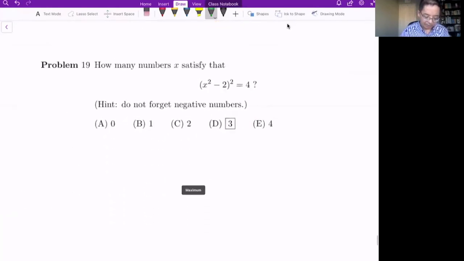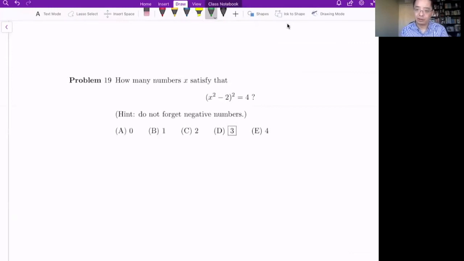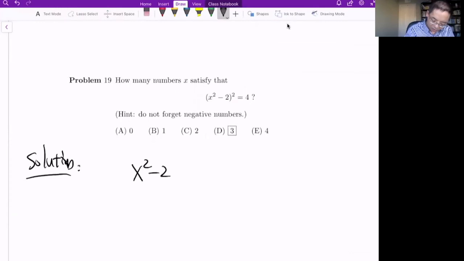Now let's look at number 19. This is probably the most confusing one because it involves negative numbers and also some algebra and squares. So what's the point? We need 2 solutions. So I have x squared minus 2, squared, equals 4.